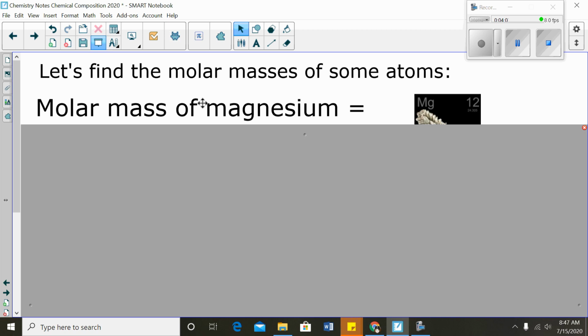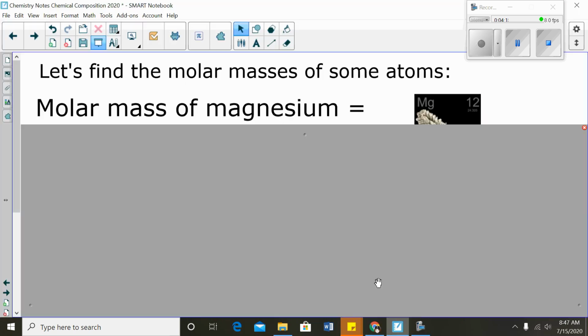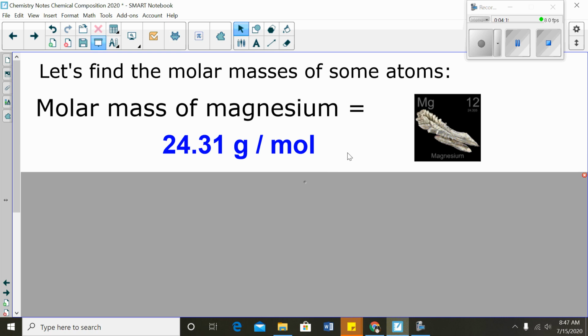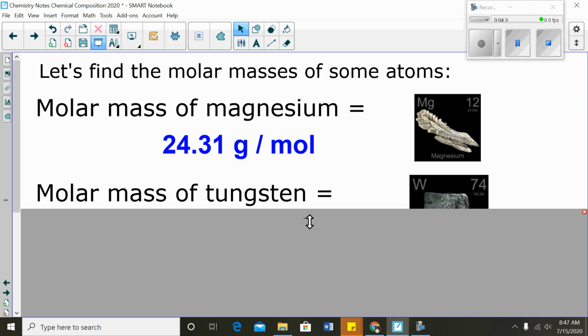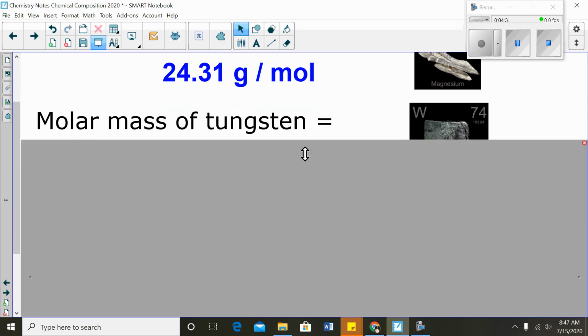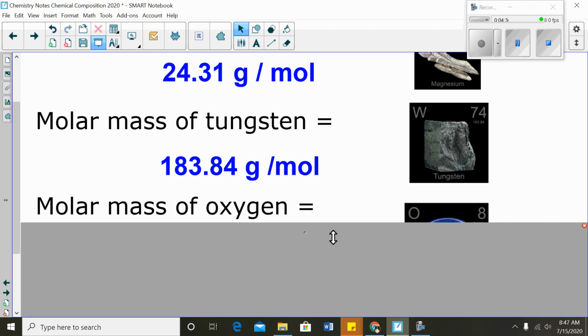So let's find the molar masses of some atoms. So this really just means looking on your periodic table. So my first example is magnesium, which is right here. So I usually round that to 24.31, but notice my units, gram per mole. Okay, how about the molar mass of tungsten? Tungsten is the W on the periodic table. So that already has 2 decimal places, so I leave it as 183.84 grams per mole.